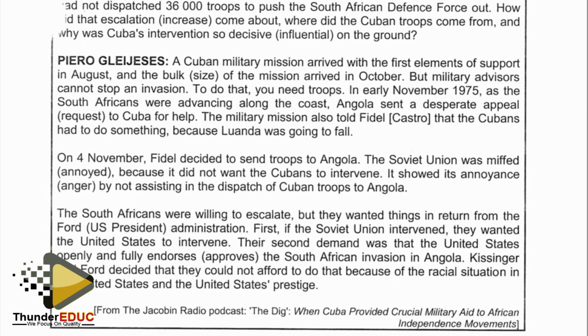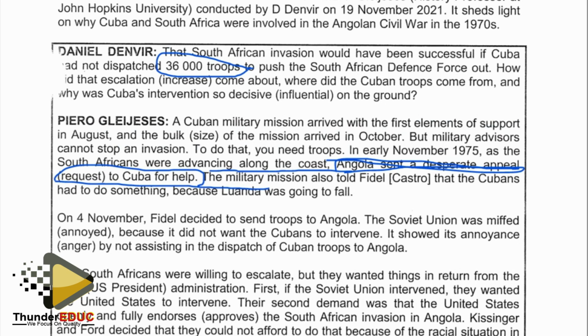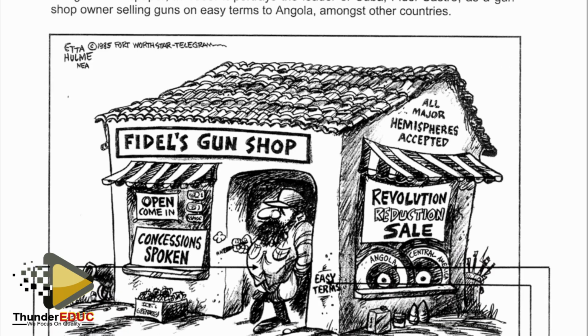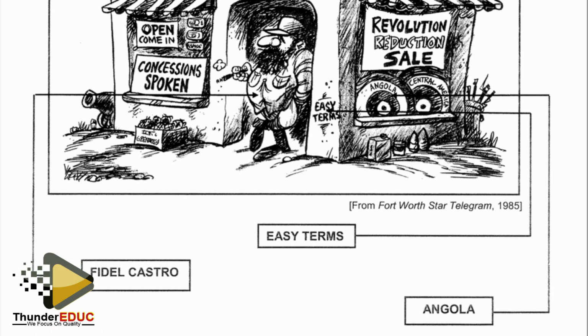We go on to this part here. It says, in early November 1975, as the South Africans were advancing along the coast, Angola sent a desperate appeal to Cuba for help. We are taking this information that Cuba deployed 36,000 troops to Angola after Angola sent a desperate appeal. Angola was desperate and they sent an appeal: please assist us, we are having a challenge. And how is that supported in source 2D? Cuba sent them 36,000 troops. How is that supported by source 2D? Source 2D, if you check here, is talking about easy terms.